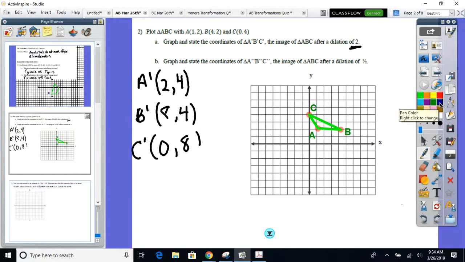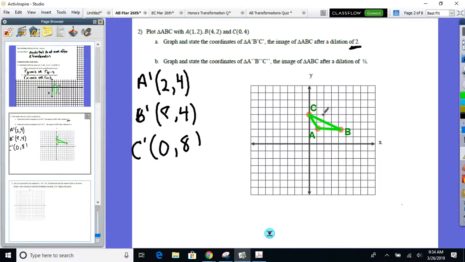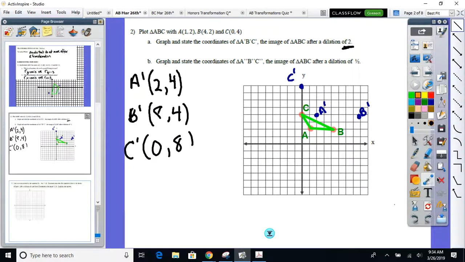So you will now see every point is doubling its distance away from the origin. So go ahead and graph A prime, B prime, C prime. A prime, look, further away now. B prime, further away from the origin. And as we already said, 1, 2, 3, 4, 5, 6, 7, 8. C prime. That is why the figure gets bigger, because all those points are getting further away.